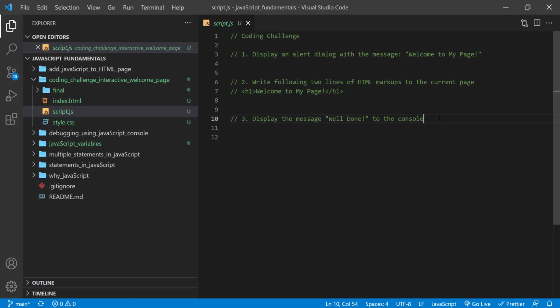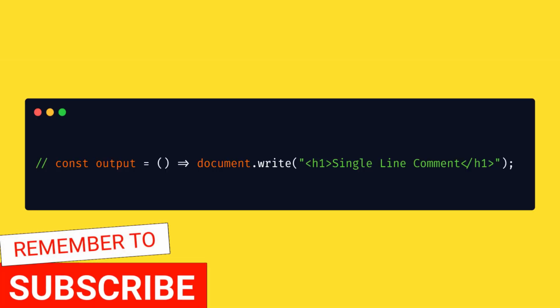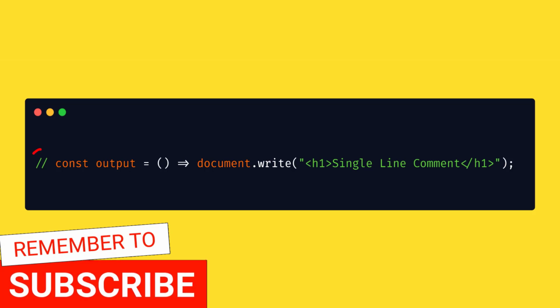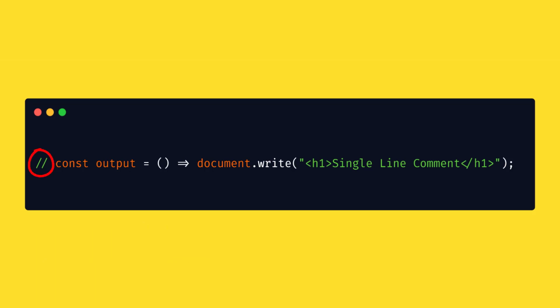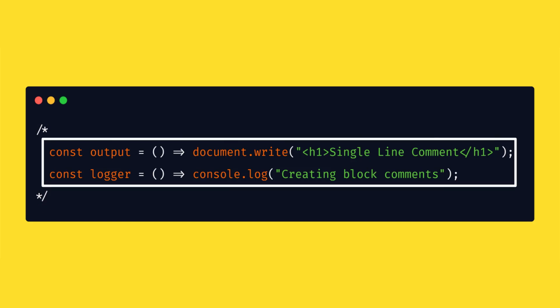In JavaScript, there are two types of comments, single-line comments and block comments. To create a single-line comment, we can use // before the line of code like this. So everything on this line after the // will be ignored by the JavaScript engine. To create a block comment, or sometimes it's called a multi-line comment, we use /* at the beginning of a block of code like this, and */ at the end of the block of code like this. So everything inside this block will also be ignored by the JavaScript engine.